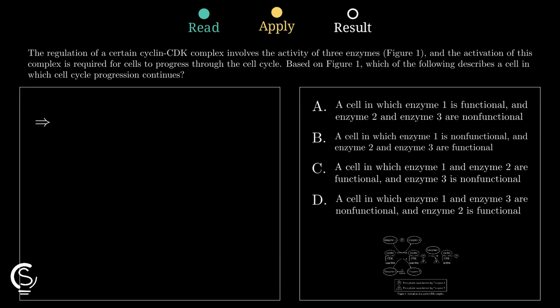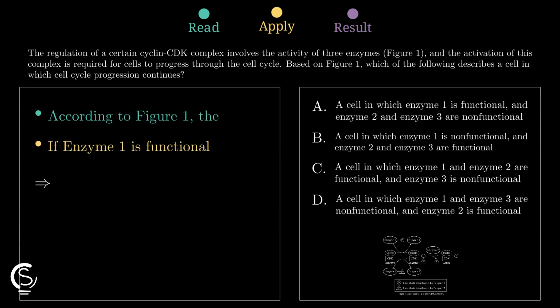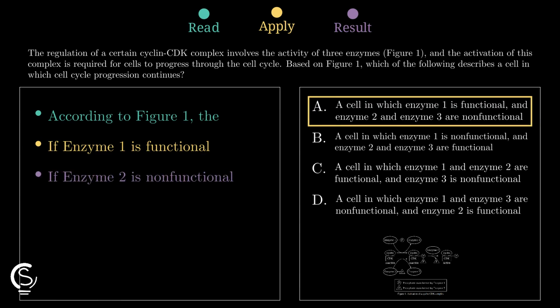If enzyme 1 is functional, the complex gets that necessary phosphate, but we must also ensure enzyme 2 and enzyme 3 do not remove it or add inhibitory phosphates instead. If enzyme 2 is non-functional, the inhibitory phosphate is never added, making option A the only correct choice for successful cell cycle progression.